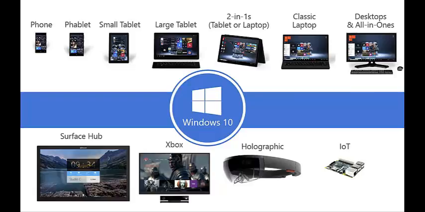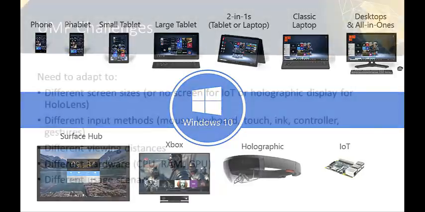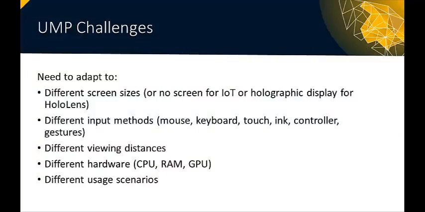So you can use that same skill set, that same tools, and build those applications for all of those different platforms. Now, some of the challenges to UWP is you need to be able to adapt applications to different screen sizes, or no screen for IoT, as the case may be, or a holographic display for HoloLens. So when you're planning your applications, you've got to take into account the context in which the application is being used. If you're going to do a business app for HoloLens and you want to do holographic displays, you might need to consider getting into a different set of technologies.